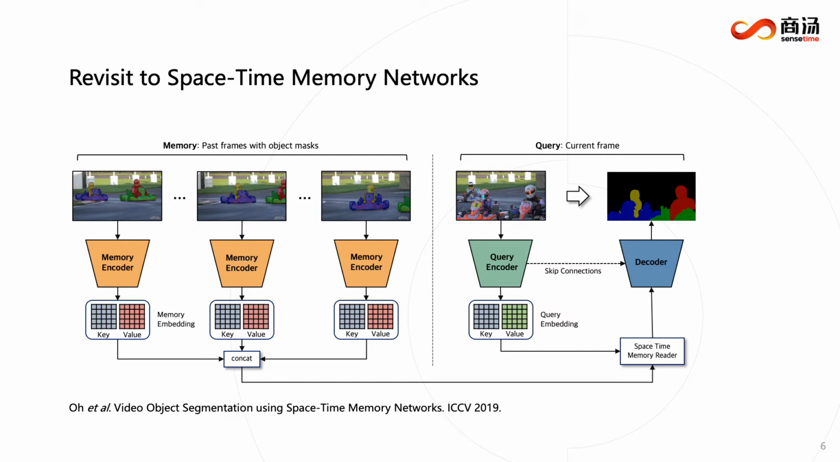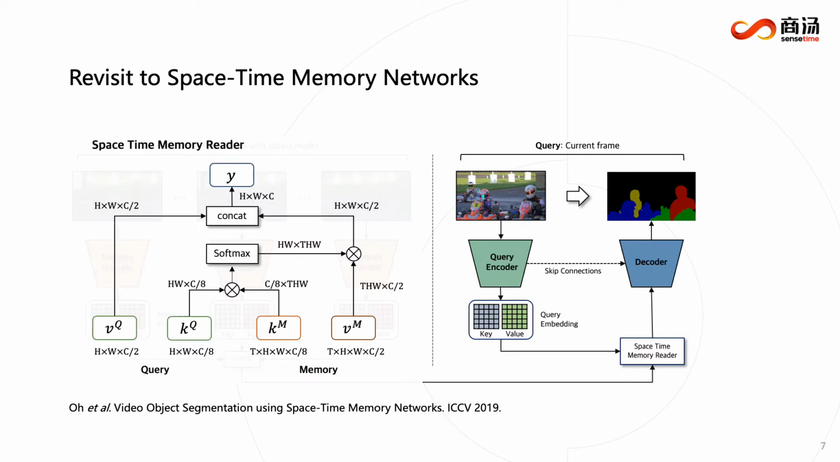For the frame at time step t, the query encoder also generates a key-value pair. The key-value pairs of the time step t and past time steps are fed into the space-time memory reader. The key-value pairs are concatenated in the space-time memory reader. The features generated by the space-time memory reader are forwarded to the decoder to produce final masks.